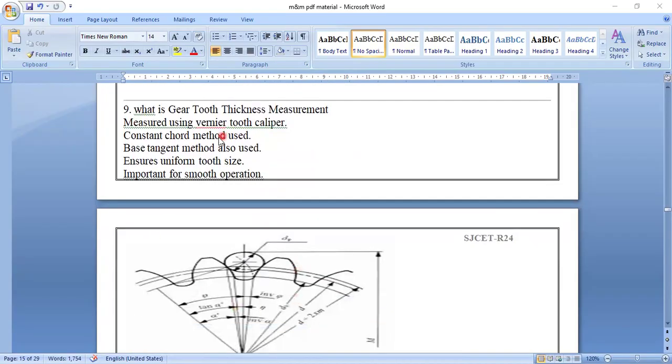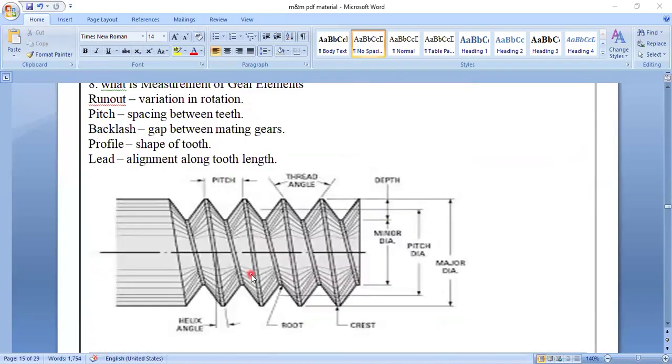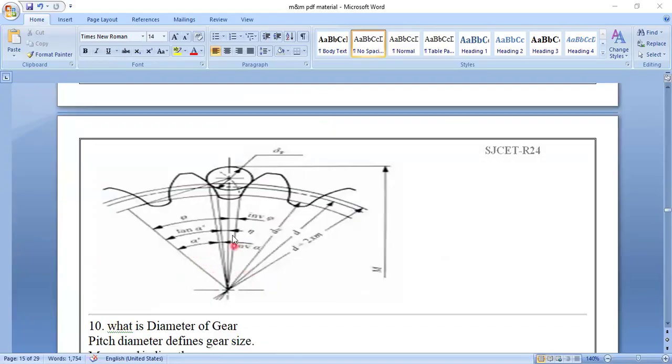Ninth question: what is gear tooth thickness measurement? How to measure thickness? You can see in the diagram. This is alpha, the center point. You can see the gear here, and this gear is measured by a circle. One circle is drawn here. So this center part is called alpha, the distance from the center to this outer point. You can say alpha, and from the center to the outer part of this one is called tan alpha.